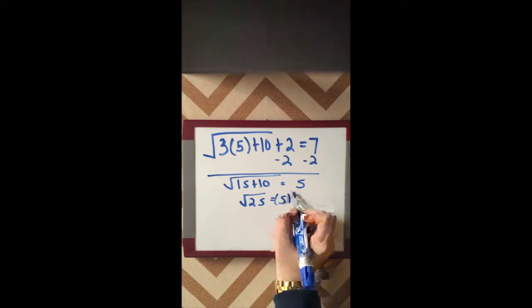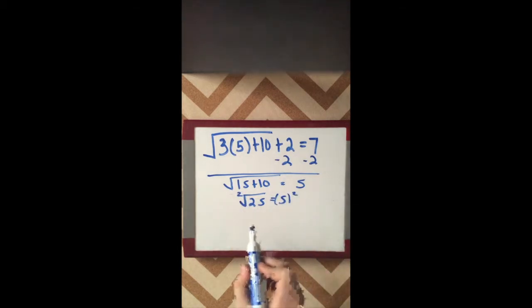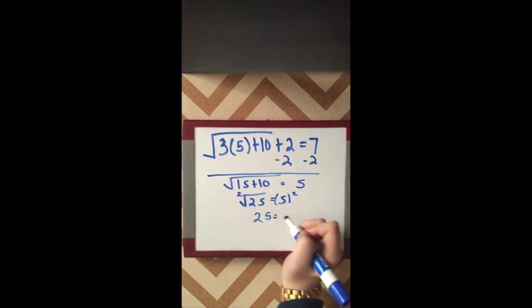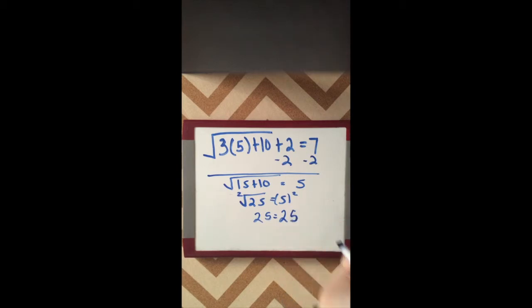And you're going to square both sides. And yet again, if it's under the radical, it stays the same. 25 equals 5 squared, which would equal 25. So this problem does work, so x would equal 5.